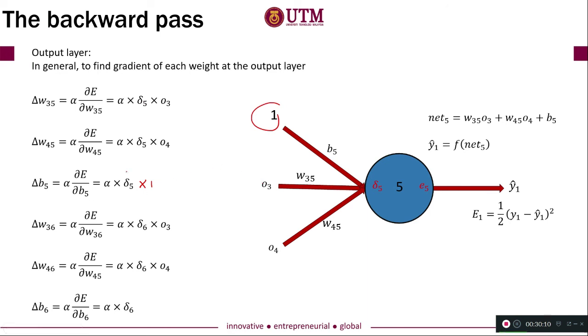Okay, now you can see the patterns there. To find del E over del B5, you must multiply alpha with delta 5, and then multiply with 1. And then to find del E over del W35, you need to multiply your, I'm sorry, this one.